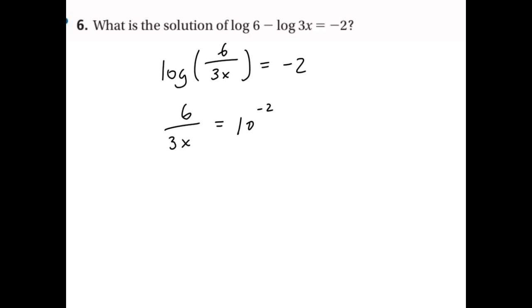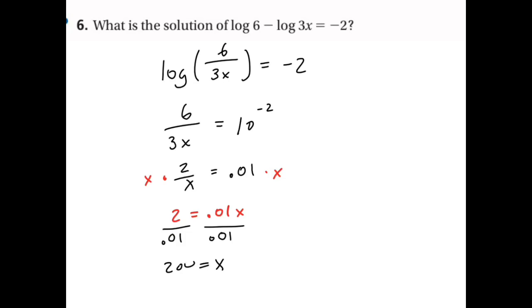All right, so we wrote it in exponential. So in this case, 10 to the negative 2nd power is 0.01. 6 divided by 3 is 2, so we can write this as 2 over x. And then we just need to solve this. So we'll go ahead and bring the x over, and we'll multiply it to the other side. So we've got 2 equals 0.01x. Then to get rid of the 0.01, we'll divide. And in this case, we get x to equal 200.